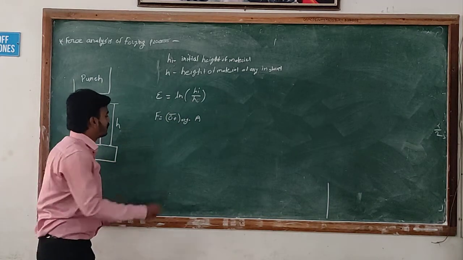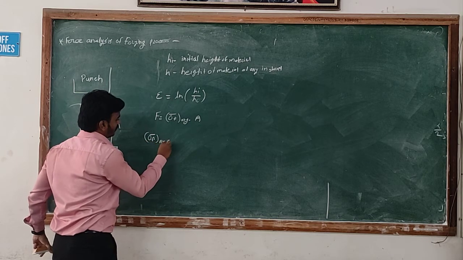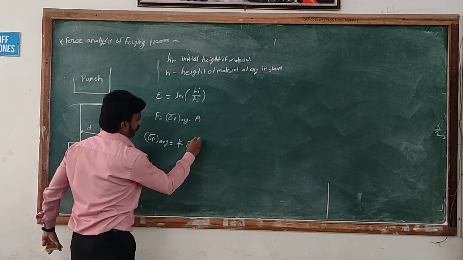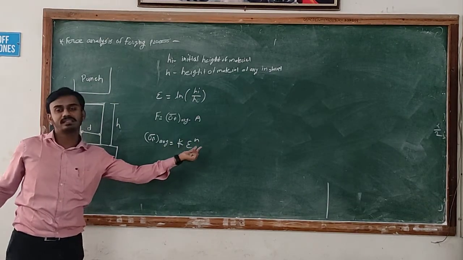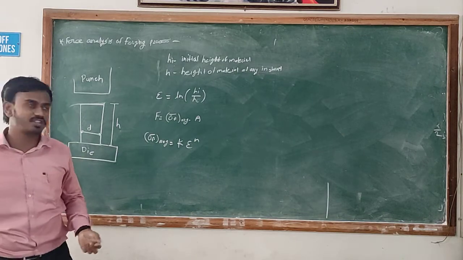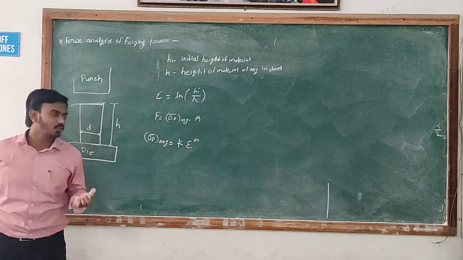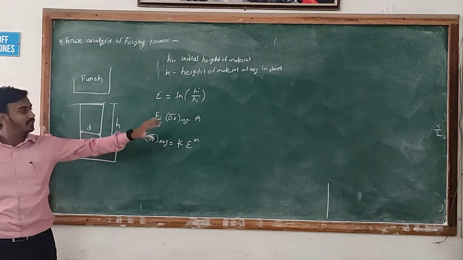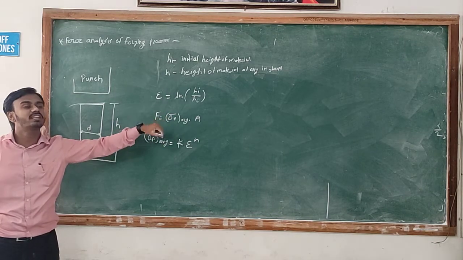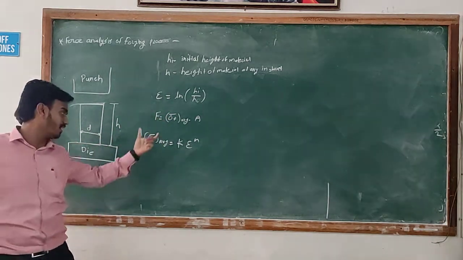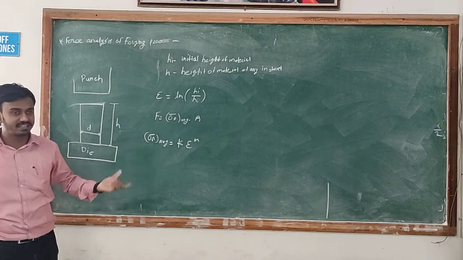Here sigma F average has the formula K into epsilon raised to n, where epsilon is the strain, n is the strain hardening coefficient, and K is the strength coefficient of the material. This is the force analysis of the forging process when we are not considering friction. Here the friction component is absent.